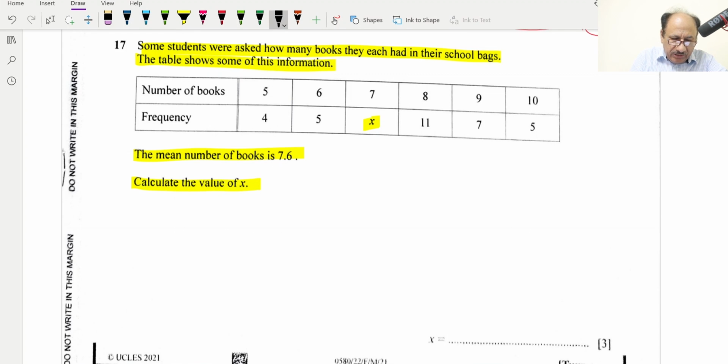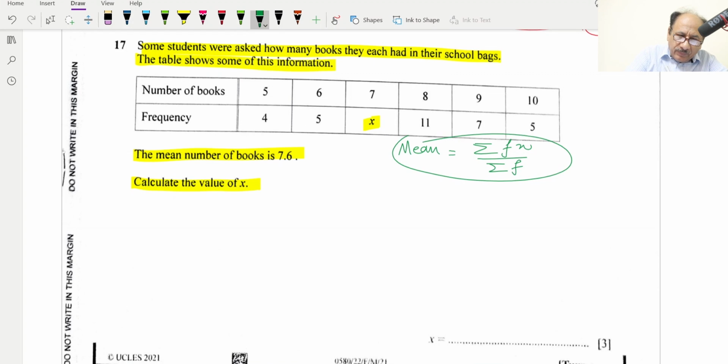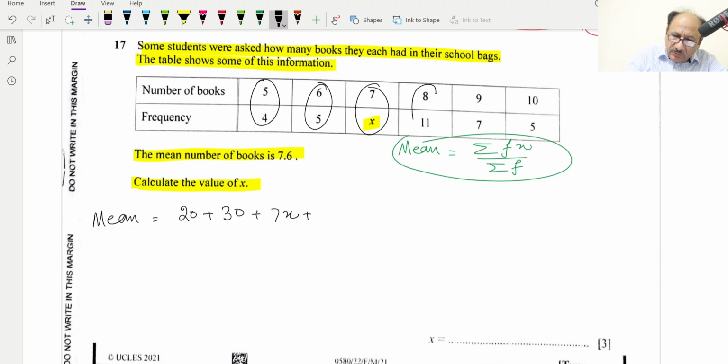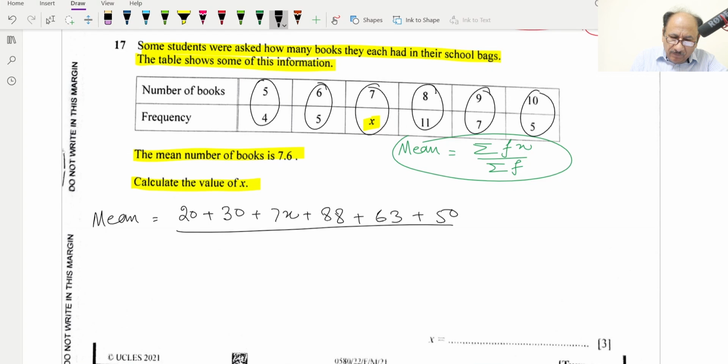So we'll be forming the equation for mean, and we know the formula for mean is sigma fx over sigma f. So this will be the formula which we will be applying, and we can write mean is equal to this multiplied by this. So 5 into 4 will be 20, plus 6 multiplied by 5 is 30, then plus 7 multiplied by x, so I will write 7x, plus 8 multiplied by 11 will be 88, plus 9 multiplied by 7 will be 63, and plus 10 multiplied by 5 will be 50, and this should be divided by the total frequency.